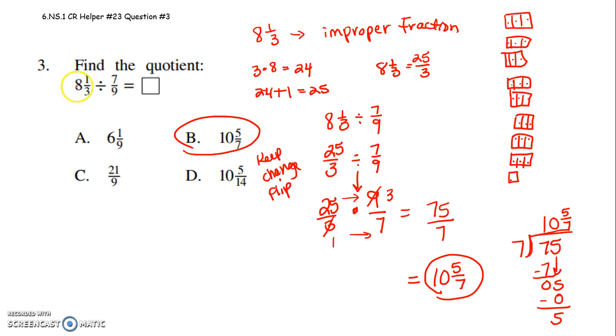So you rewrite your mixed number as an improper fraction. Then you keep, change, flip. Once you simplify, multiply straight across the top, straight across the bottom, and then long divide out. I hope that helps.